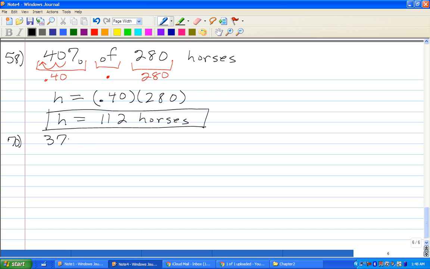37% of 60. Okay, and so I have, and maybe I'll write it this way, 37% of 60. Okay, and let me determine what x is. And so let me cross multiply.